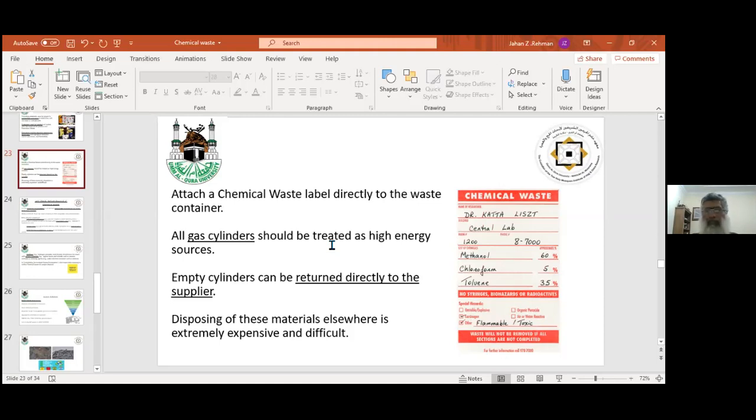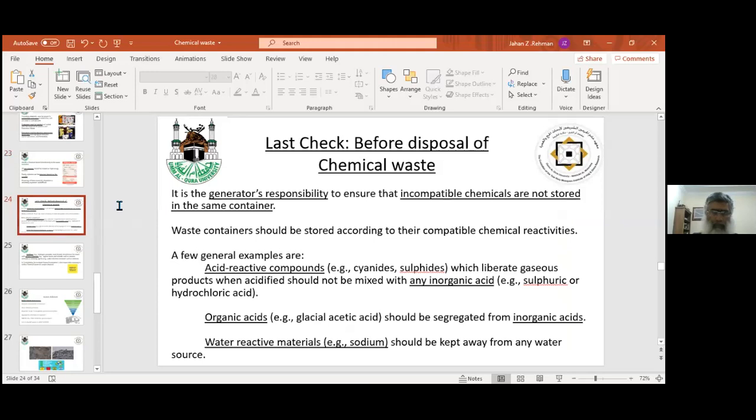But if the cylinder goes empty, then return it to the supplier and replace it with a filled cylinder, like we do at our homes. An empty cylinder is not supposed to be placed in the lab. It must be returned to the supplier, because treatment of a cylinder is very expensive. If you are not using it, then any other person or any other lab can use it.